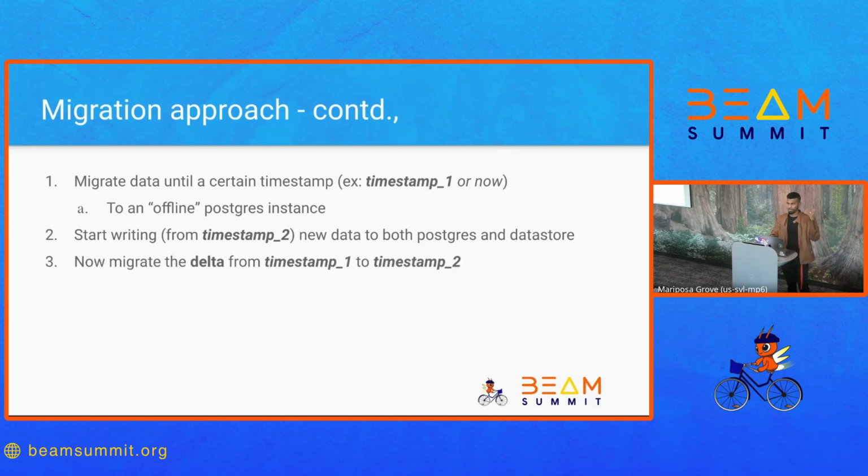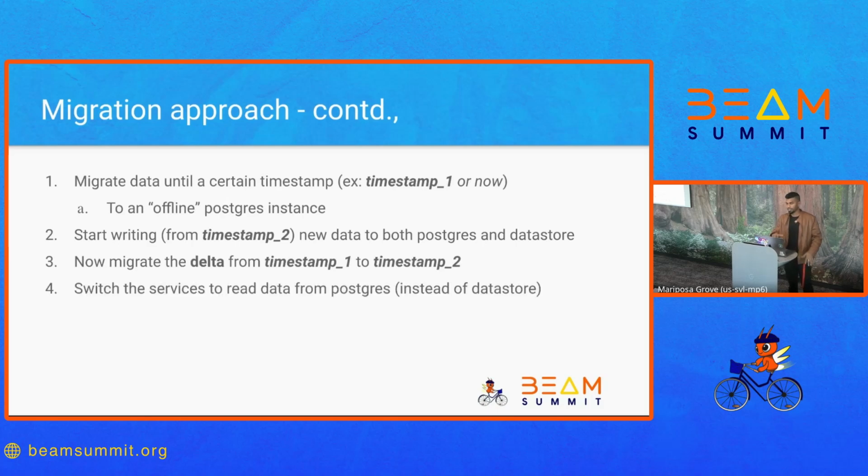And then migrate the delta between the export and the double writes, right? And then switch all the services to read from Postgres. That's the migration plan we had.